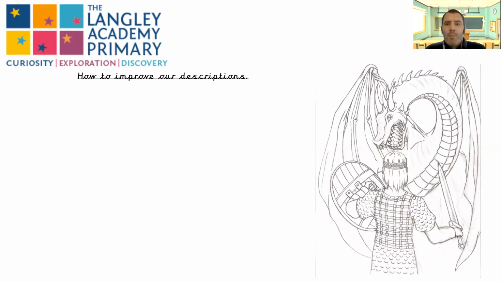So we need to think about improving descriptions. So at the moment on the screen, you've got a picture. It's quite plain. There's not very much color in there. This is where our descriptions come in. We can use how we describe things to paint the picture, to fill in the colors and fill in the gaps.